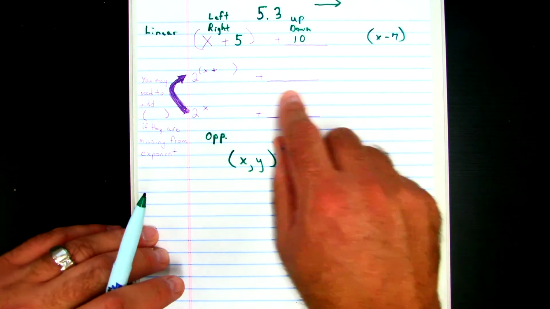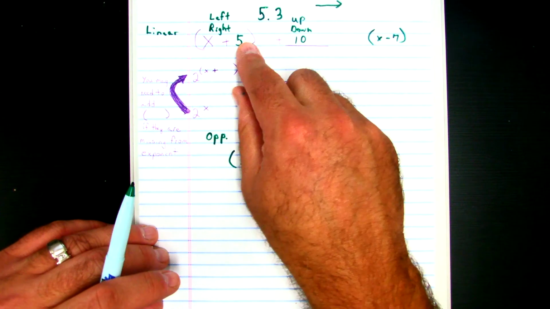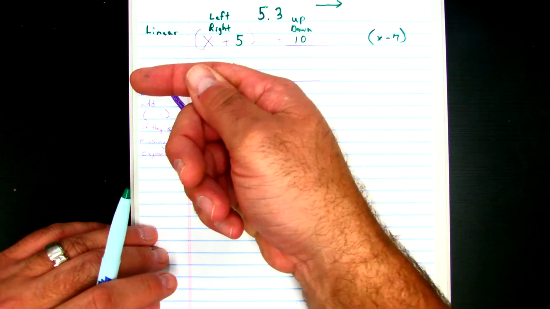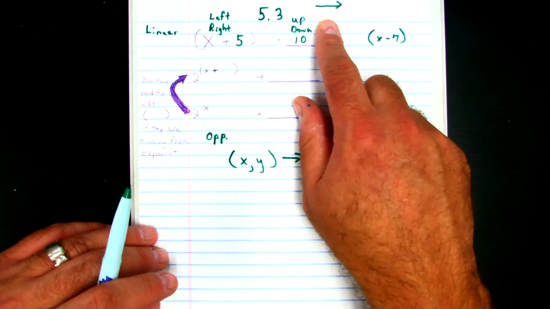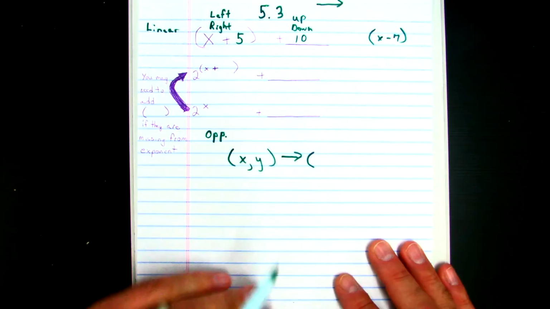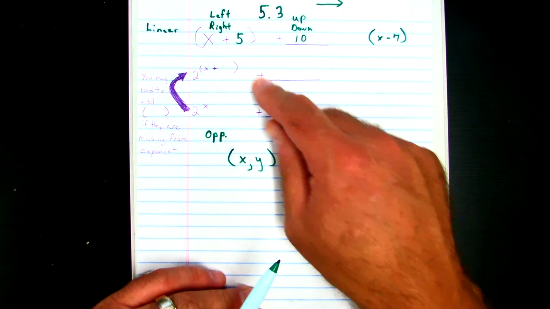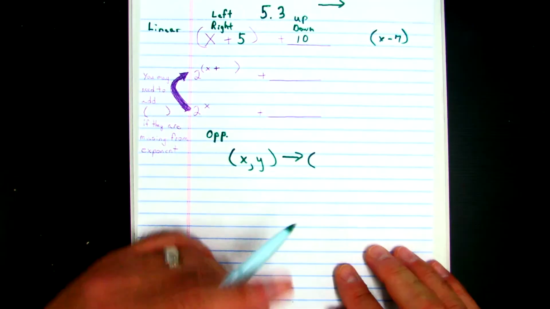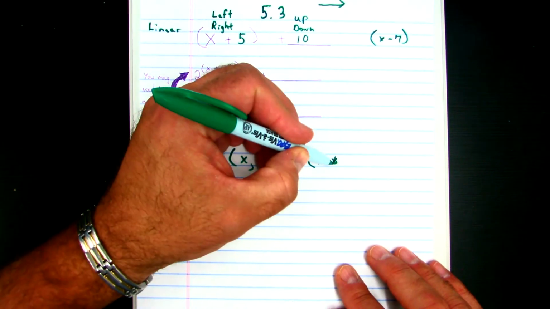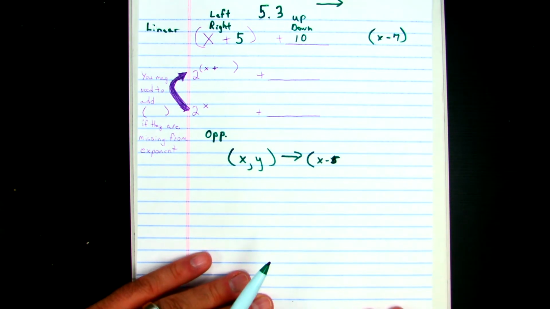Okay, so that means I'm moving to the left 5, right, because it's supposed to be the opposite of plussing. So I'm moving to the left 5, and I'm moving up 10. So when I write my coordinate notation, I go ahead and write it like I'm supposed to. If I'm moving to the left 5, when I write coordinate notation, I write x minus 5, because I'm moving to the left 5.